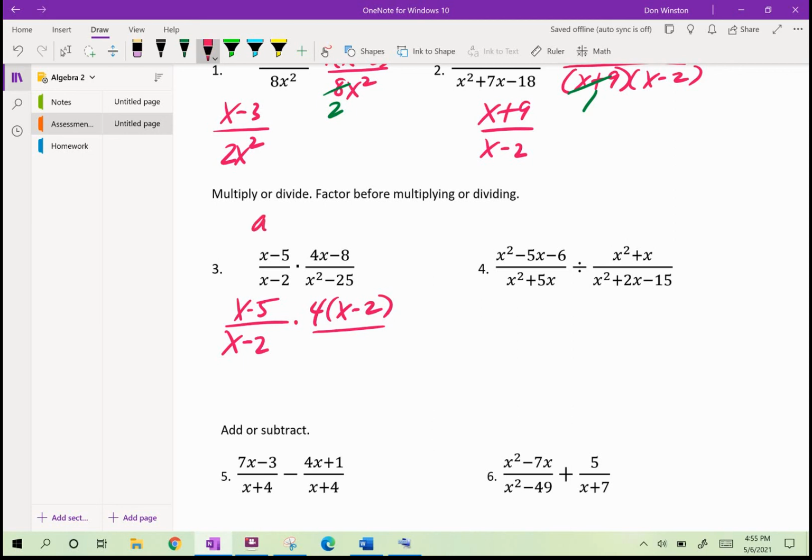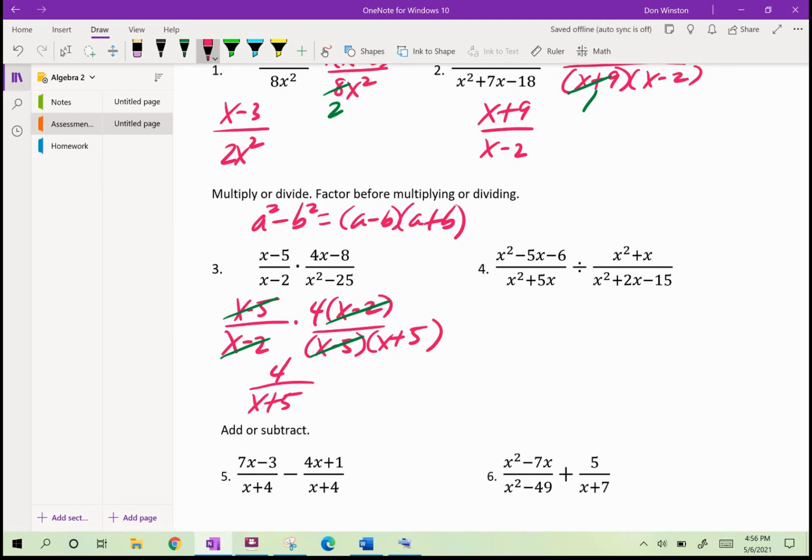Remember, difference of squares, a squared minus b squared. If we're taking a difference of squares, that factors as a minus b times a plus b. So x squared minus 25 factors as x minus 5 times x plus 5. And then I can cancel out the x minus 5 and the x minus 5, and then I can cancel the x minus 2 and the x minus 2. And that leaves me with 4 over x plus 5.